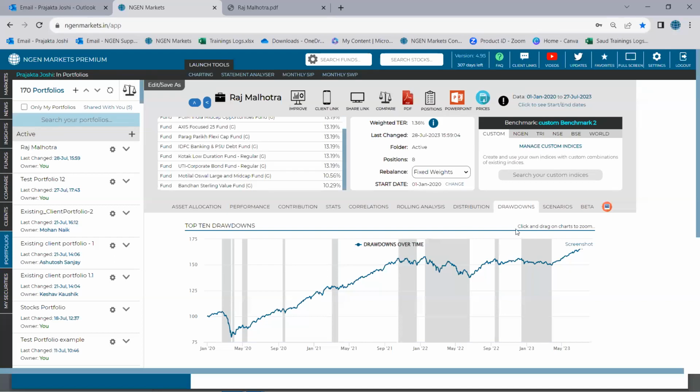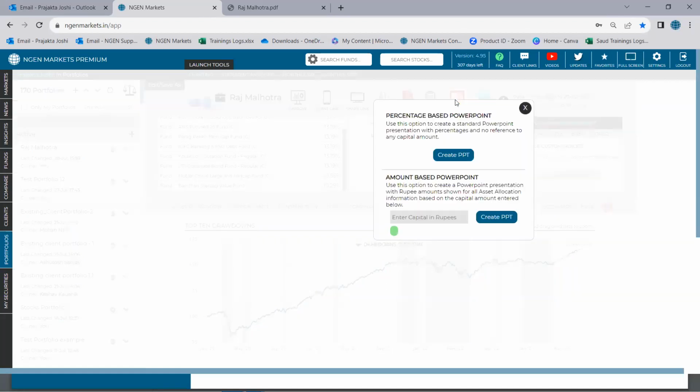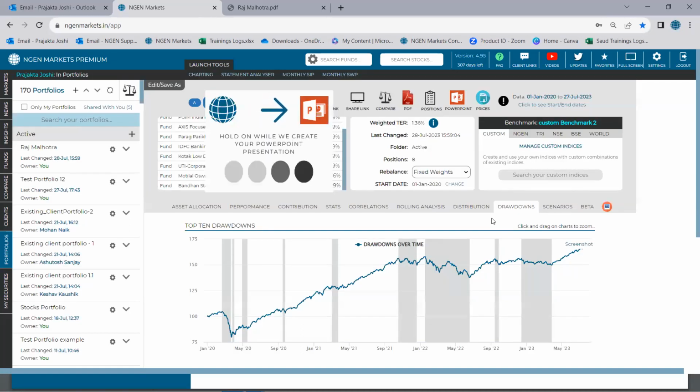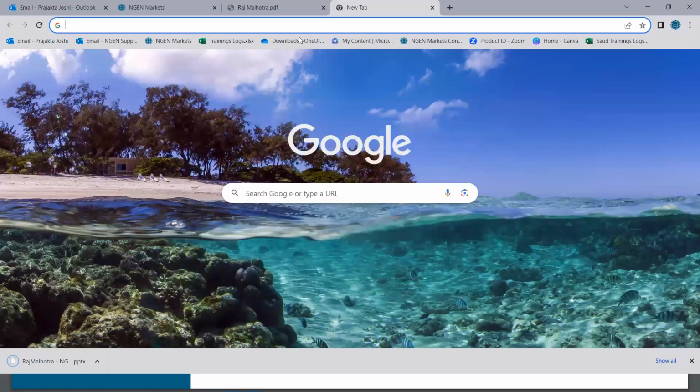Now we have also given a PowerPoint option. Let's say you want to highlight this particular scenario that we just did to the portfolio, to the clients. Then you need to just head over to the PowerPoint option and you can actually generate an amount-based proposal for the client. Okay, so let's say this particular client has an AUM of, let's say, 1 CR, right? So just put in 1 CR here and just click on create PDF, create PPT, sorry. When you do that, a customized PPT will get downloaded. I'll just open that for you.